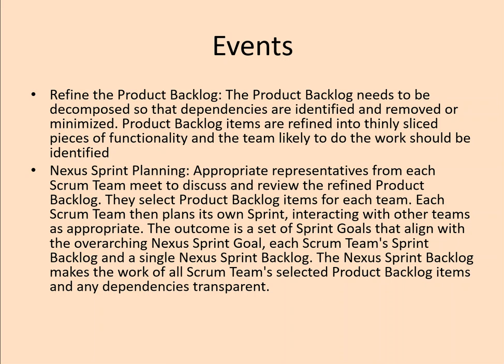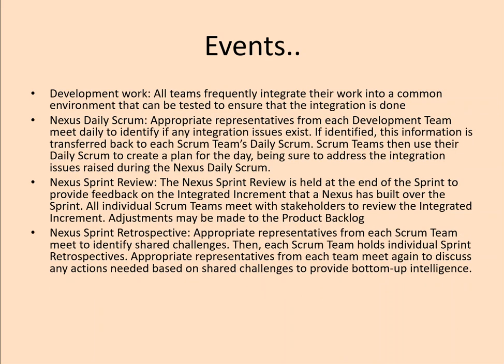Then the Nexus sprint planning. Appropriate representatives from each Scrum team will participate in the sprint planning. So they will get a good picture of the features that will be implemented in that sprint. The outcome is a set of sprint goals that align with the overarching Nexus sprint goal. The Nexus sprint backlog makes the work of all Scrum teams, the selected product backlog items, and any dependencies transparent. Then we have the development work. All teams frequently integrate their work into a common environment that can be tested to ensure that the integration is done.